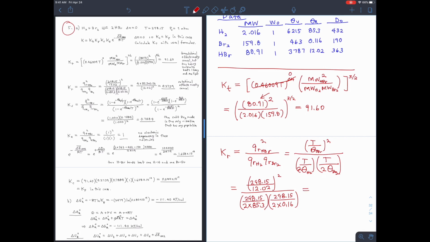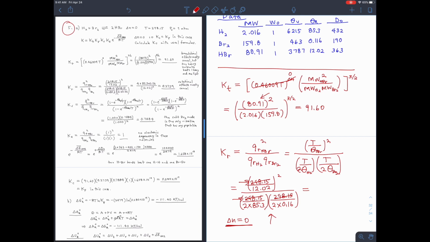It's worth pointing out, notice that there's two factors of 298 on top, but there's also two factors of 298 on the bottom, so those actually cancel out in this case. That's a consequence of delta n equals 0. When delta n equals 0, there's lots of consequences throughout the calculation, so I thought I'd just point that one out. So it's really just the ratio of the rotational temperatures here. The actual temperature doesn't matter at all.